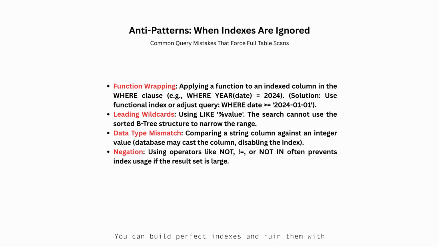You can build perfect indexes and ruin them with bad queries. These are the common index killers. Function wrapping. Applying math or functions to a column in the WHERE clause forces a calculation on every row, a table scan. Leading wildcards. A query like LIKE '%term' prevents the B-tree traversal because the starting of the string is unknown. Implicit casting. Comparing a string column to an integer value forces the database to convert the data types on the fly, often bypassing the index entirely. Always match your data types.